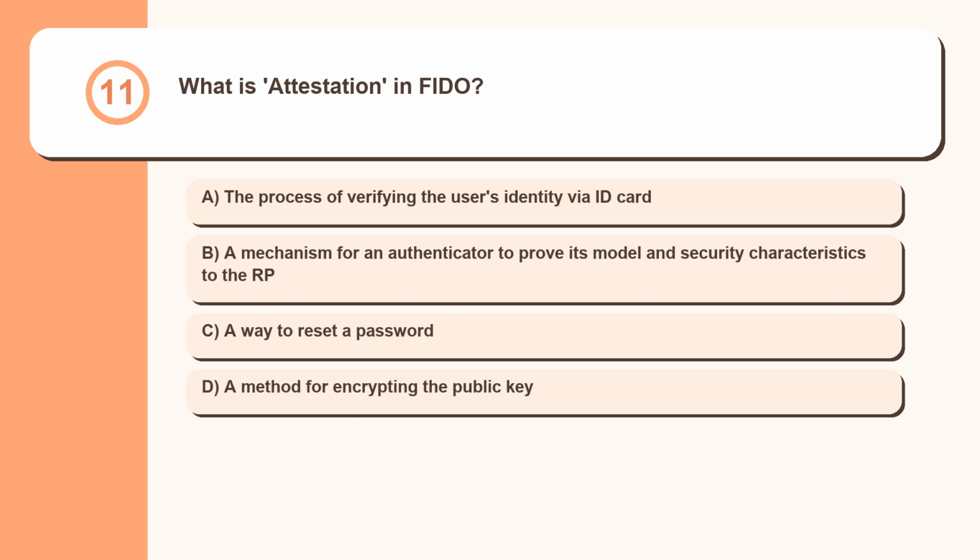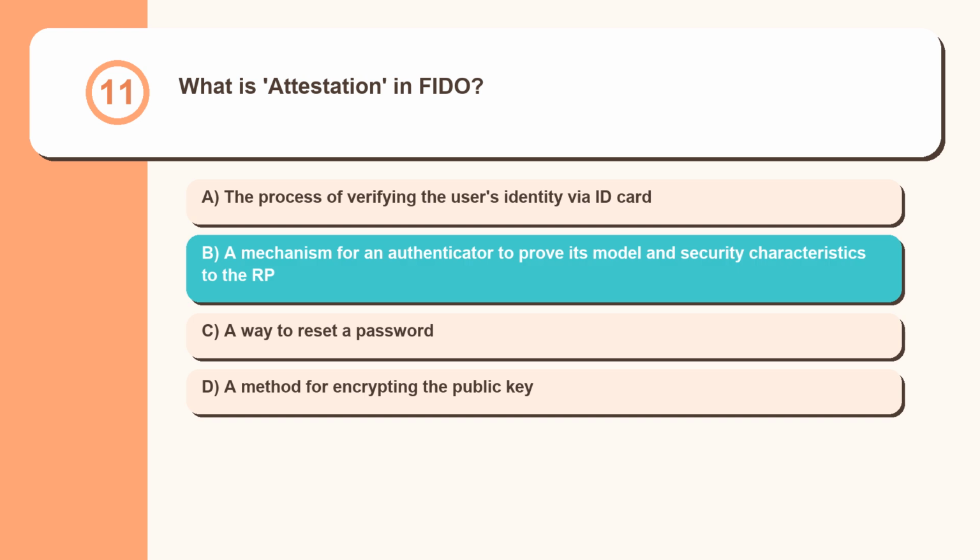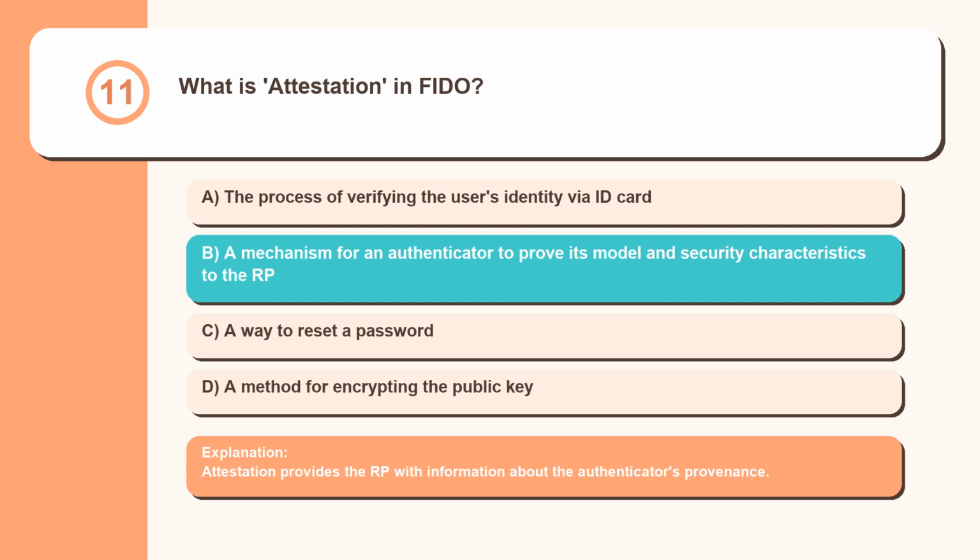Question 11. What is attestation in FIDO? The process of verifying the user's identity via ID card, a mechanism for an authenticator to prove its model and security characteristics to the RP, a way to reset a password, a method for encrypting the public key. Attestation provides the RP with information about the authenticator's provenance.